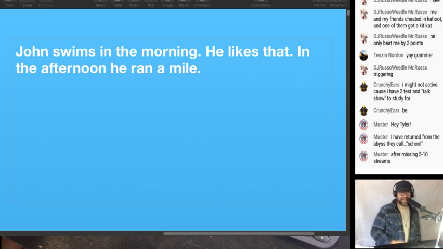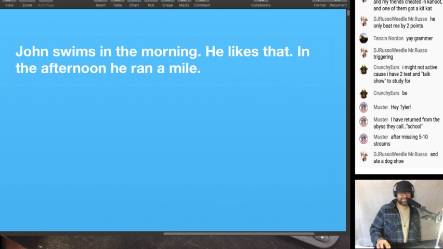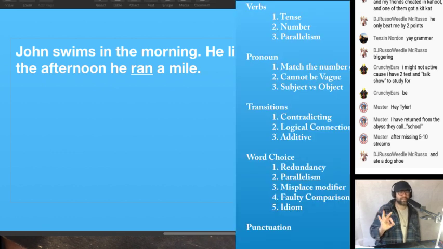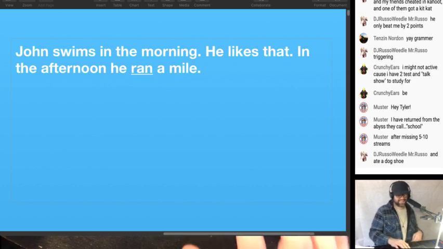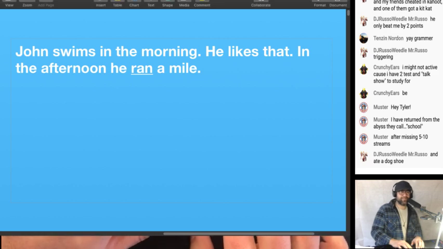So looking at this passage, if they were to underline, for example, this guy right here, and they're like, all right, so what's the problem with ran? Is that correct? You just have to think to yourself, all right, so we're dealing with verbs. There are three things that can be wrong with verbs. The tense is wrong, the number is wrong, or the parallelism. This is an example of bad tense because obviously everything's in the present tense except for the guy at the end, right? Here's an example of matching the number.